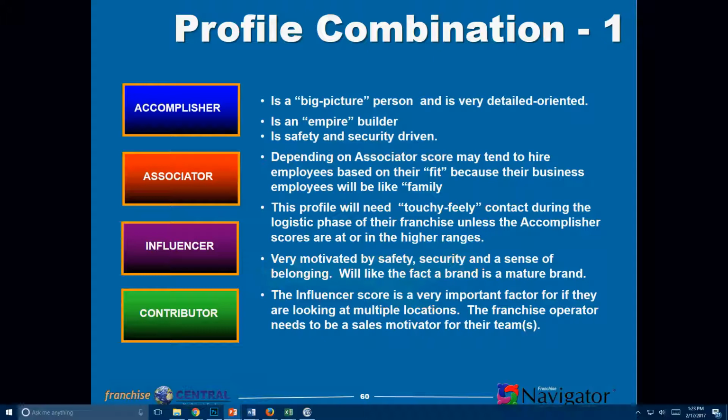They will like the fact that the brand is a mature brand. So the accomplisher associator likes the fact that it is a mature brand. The more the influencer comes into play, they like things that are new. They like things that are trendy. So if we look at early adopters into brands, the influencer is certainly going to play a key role, not the accomplisher and the associator. And the influencer score is a very important factor because if they're looking at multiple locations, they need to be a motivator for their entire team. So that's how that comes into play.